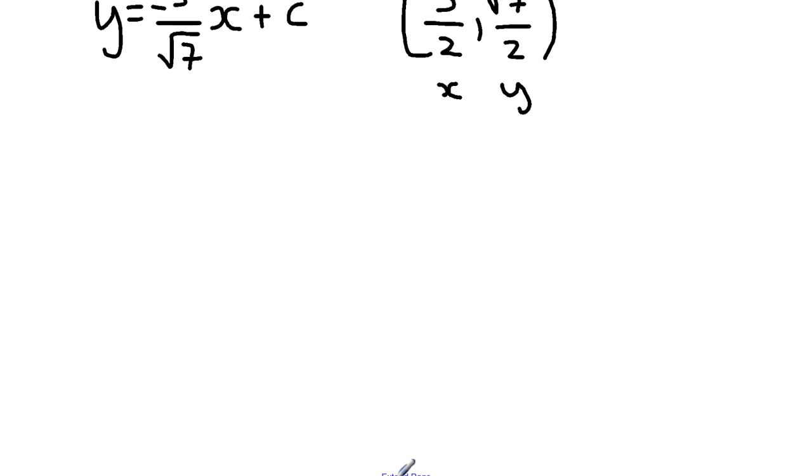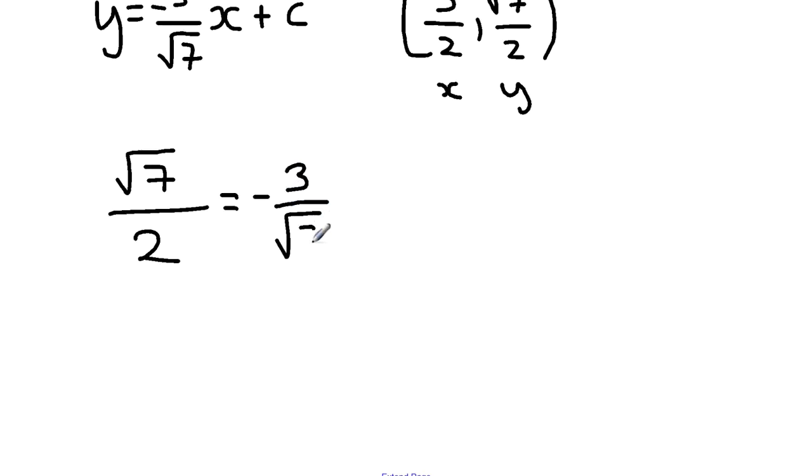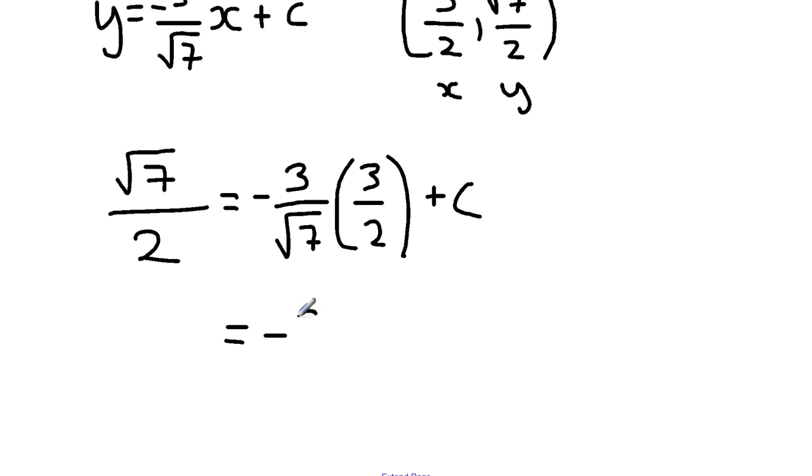So we should have square root 7 over 2 equals negative 3 over square root 7, open bracket, 3 over 2, close bracket, plus c. All we're going to do now is rearrange the equation to make c the subject. But before we do that, let's expand the brackets. So negative 3 times 3 is negative 9, and square root 7 times 2 is 2 square root 7, plus c.